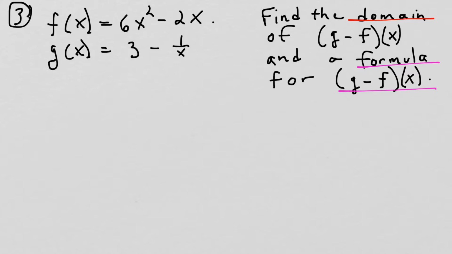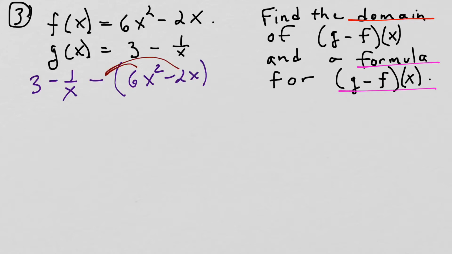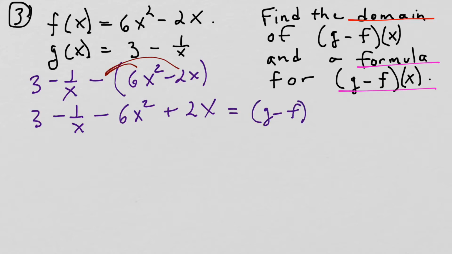So g comes first, so we've got 3 minus 1 over x, that's g of x, minus f of x. So I'm going to distribute my negative. So I've got 3 minus 1 over x minus 6x squared plus 2x. So this, right now, is one form of the new function g minus f of x, but it's not the preferred form, and that's just because of the way it's written here.